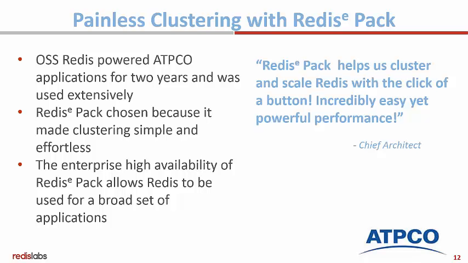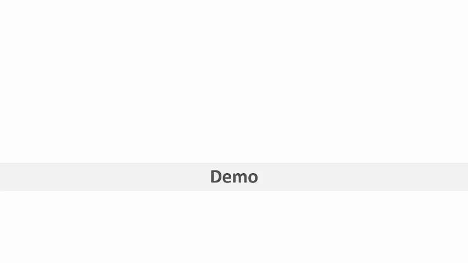They were open source users, and they had been open source users for a couple of years, and Redis was used extensively, but they chose Redis Enterprise PAC. PAC is the name of the enterprise product that's deployed on site, like on premise, basically, in their own data center. So they chose Redis PAC because it made clustering very simple and very effortless. And there's a quote there from one of their chief architects saying it's very easy to do with a click of a button, very powerful and easy to use. So let me actually show you how easy it is. So I will now give a demo.